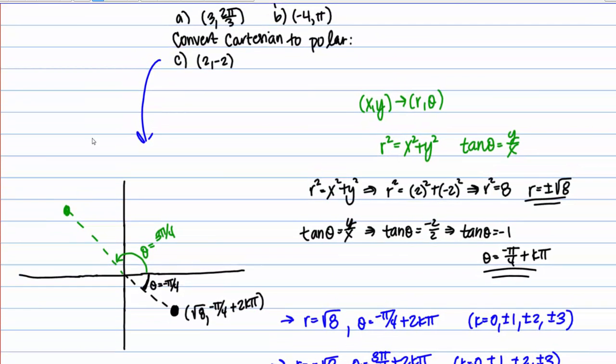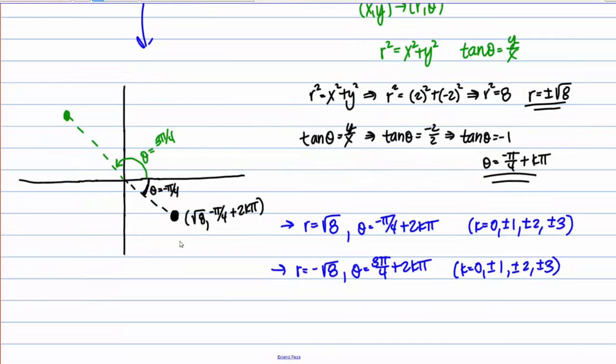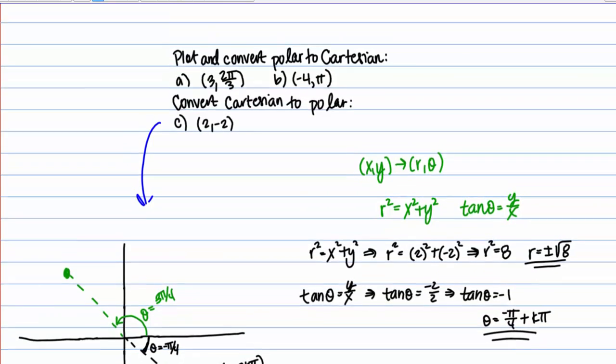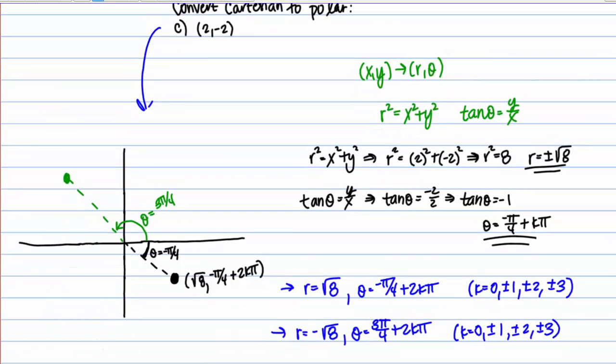So what we see here then is that it's a bit more complicated to go from Cartesian to polar, but keeping in mind what quadrant you want to be in, and then also the fact that there are many different ways to represent the same point in polar coordinates should help you out.